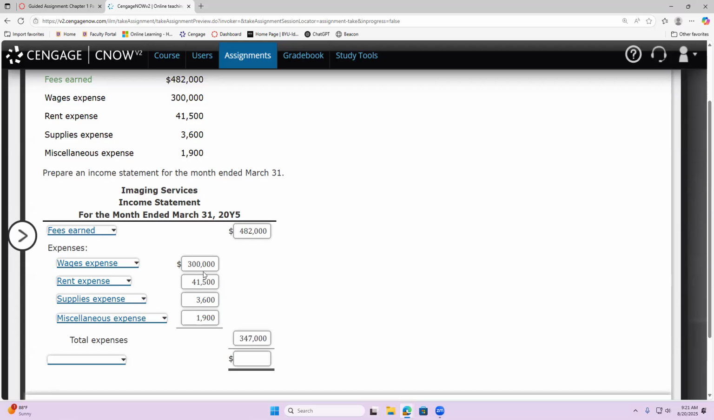So all we did was add up all the expenses to get total expenses. I know that for some brains, you're like, that's common sense. Of course, you would add up all the expenses to get total expenses. But other people would be like, I don't know where you got that number from, right? So that's why I'm telling you. All right. And then our net income would be our fees earned minus our total expenses.